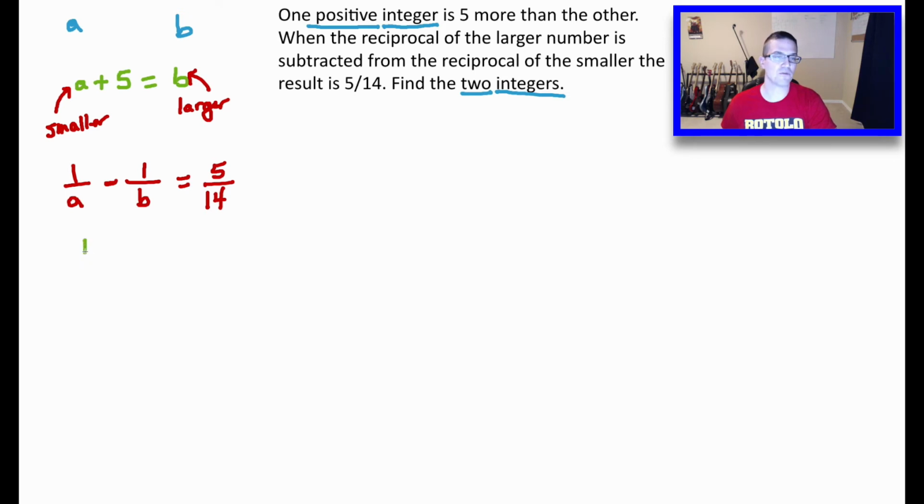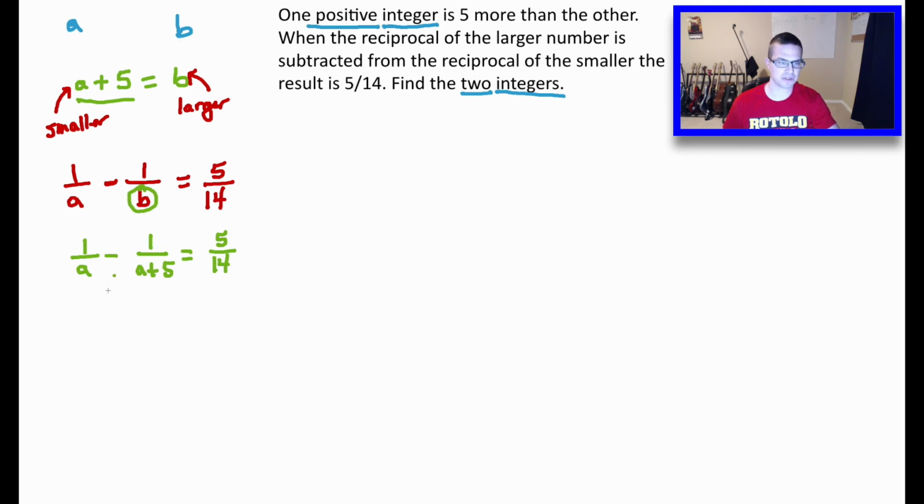So really you're going to have 1 over A minus 1 over, now instead of this B right here, I'm going to put in A plus 5 because B is equal to A plus 5. So it's just going to be A plus 5 is equal to 5 over 14. So you end up with something like this. Now we have one variable. Now we can actually solve this right here for A, and then we have this A term right up here. And then all we have to do is take A and add 5, and then you have B.